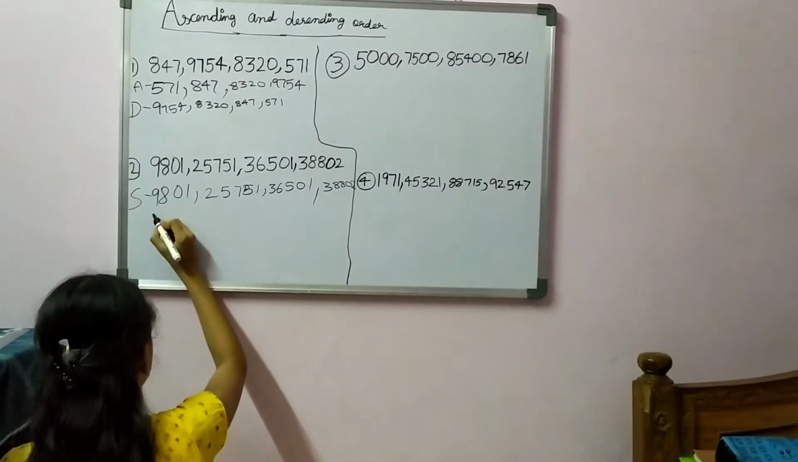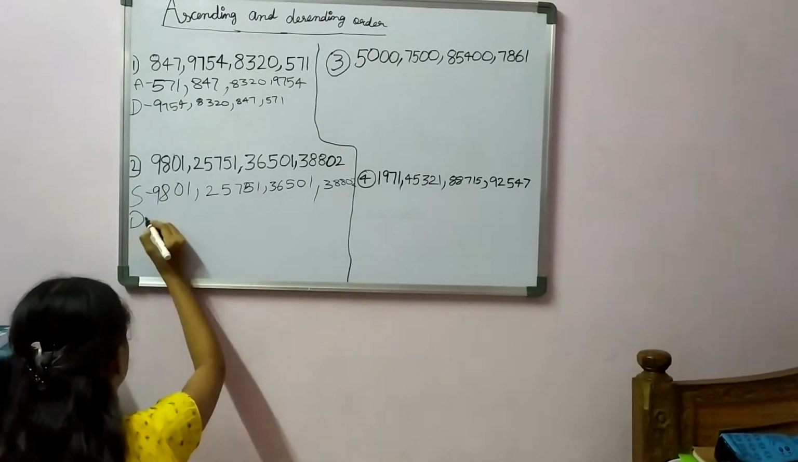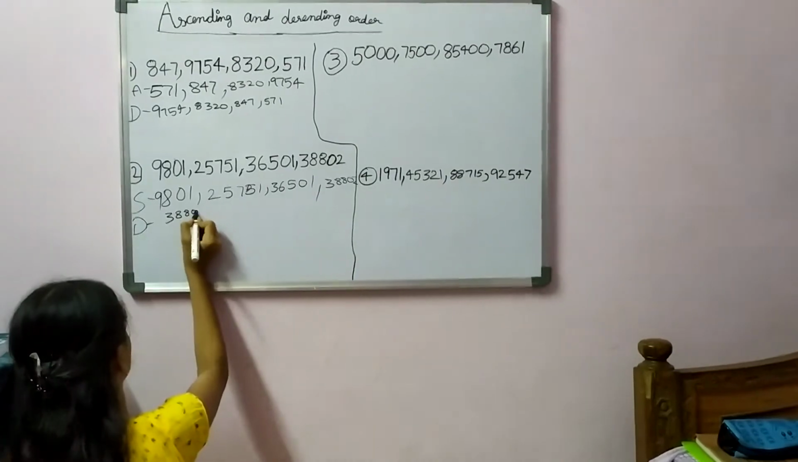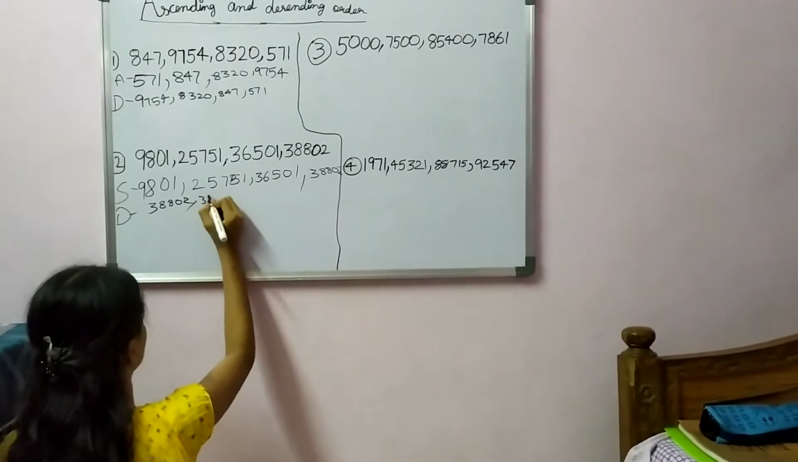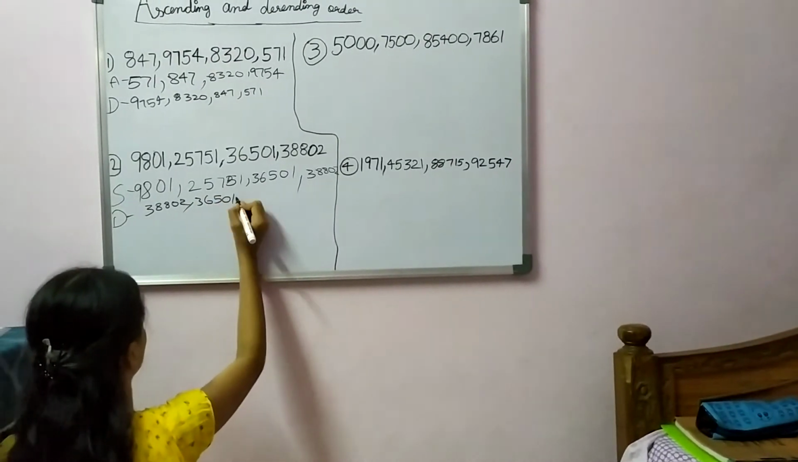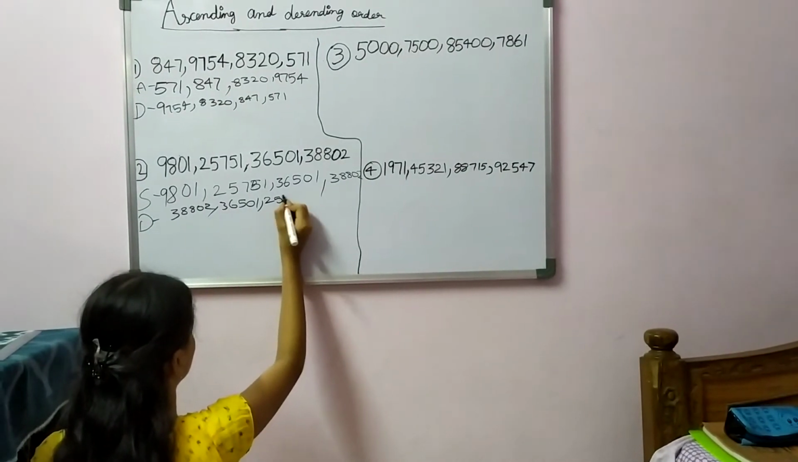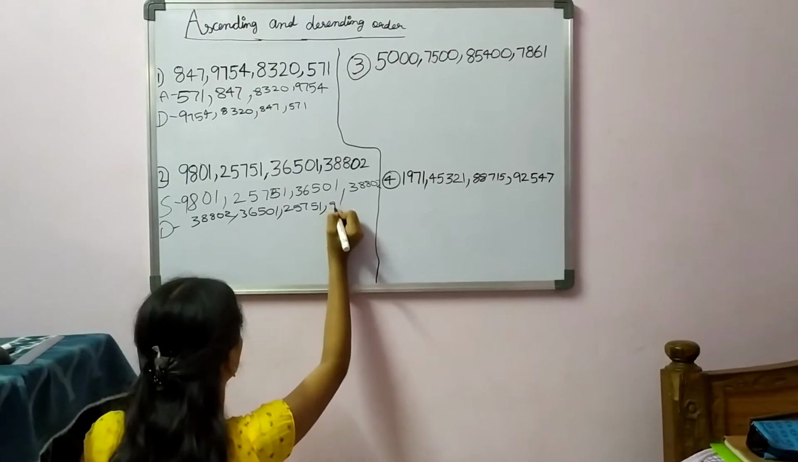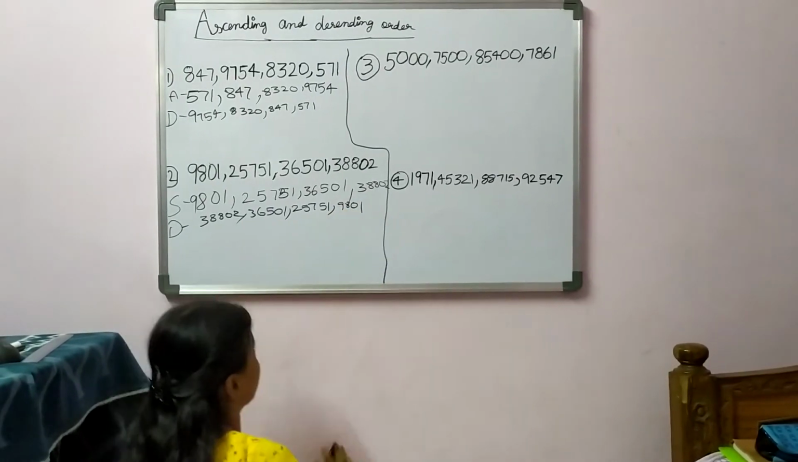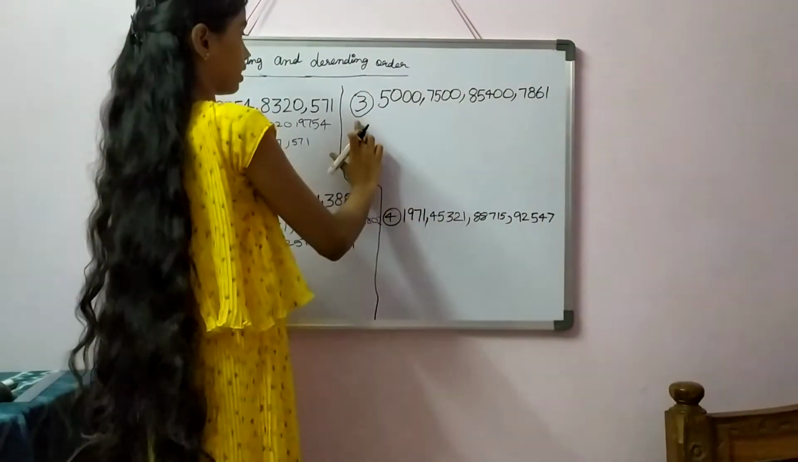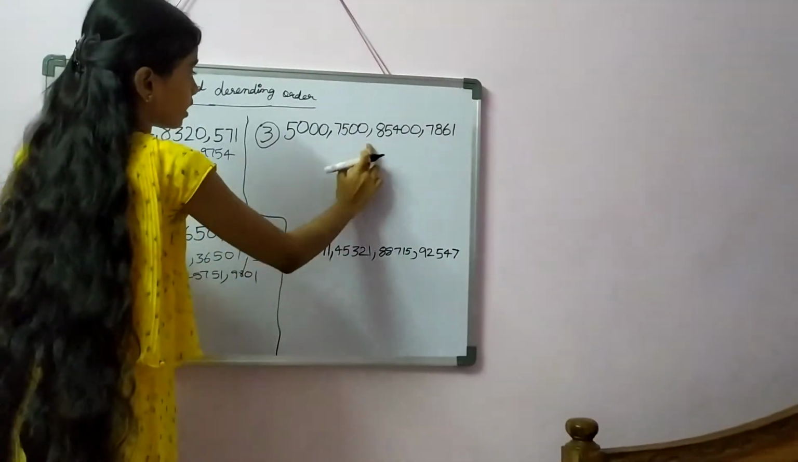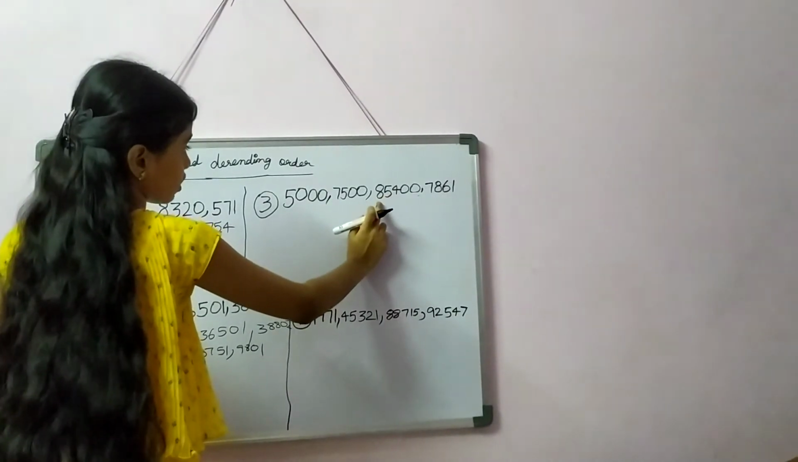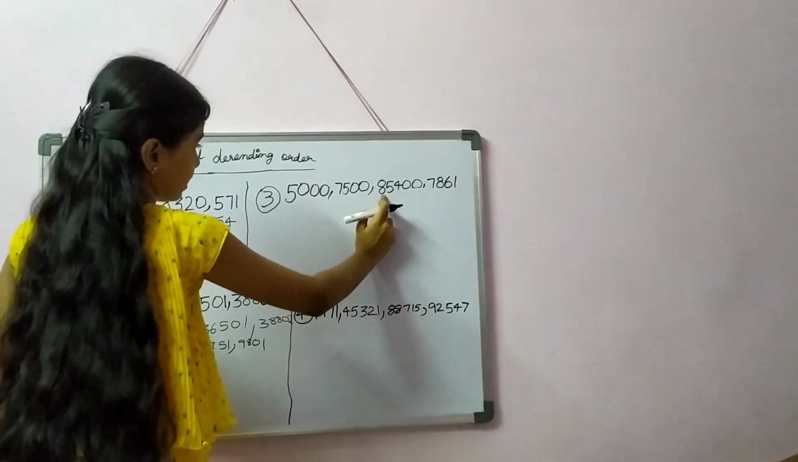Now descending order is the same as that but reversed. Now next, the third problem. There are four numbers: 5,000, 7,500, 8,500.